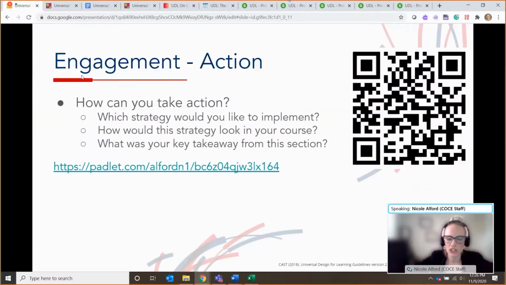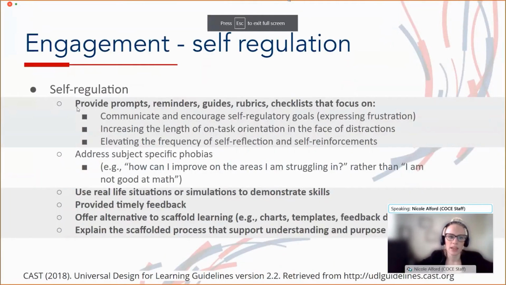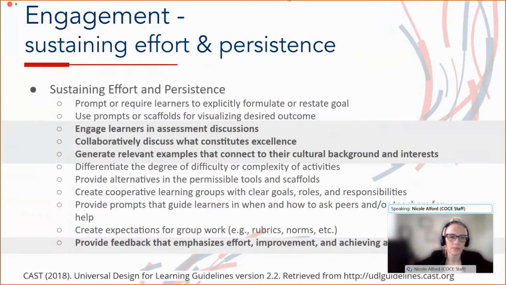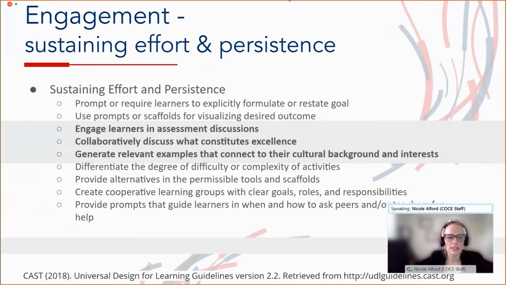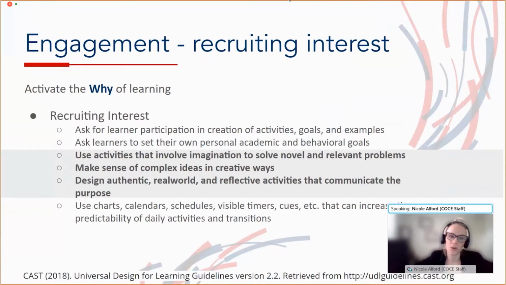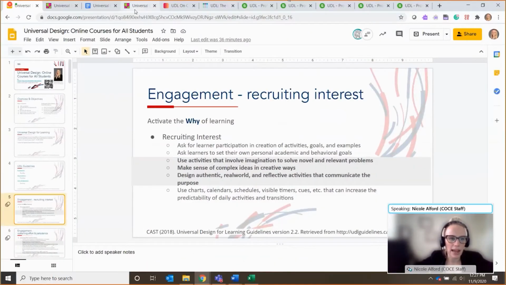I can go back to the presentation. Think about some of those self-regulatory behaviors with the checklists. Go back. Sustaining that effort, giving them a voice in the assessments, providing them with the feedback that they need, connecting it to their backgrounds and interests. Let me go back one more time. And then recruiting that interest, right? So getting them involved, thinking of those creative ways of getting them there. So I'm going to X out of that and go back to the Padlet.